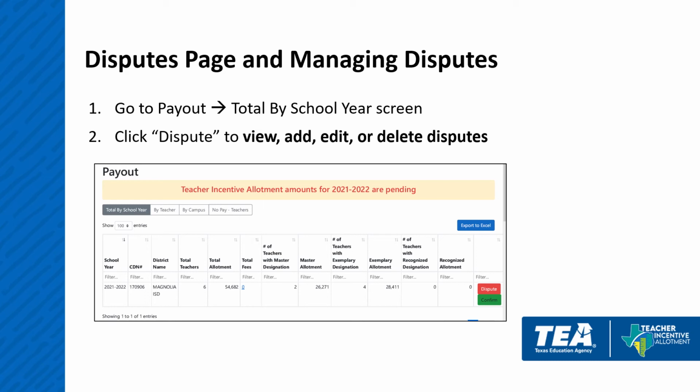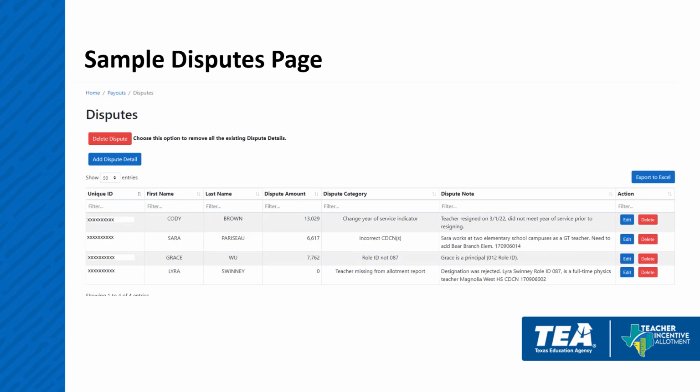So you'll click Dispute to view a dispute, add a dispute, edit, or delete disputes, and it will take you to the Disputes page. So this will keep a running list of any disputes that were submitted by the district. Note there's an option to delete all disputes, to add a dispute detail, and then individually you can enter disputes, and I'll show you in just a moment on the next page how to do that. But you can individually enter these, and remember we're correcting teacher level data, and then once entered you can edit or delete them. This can also be exported for your records.